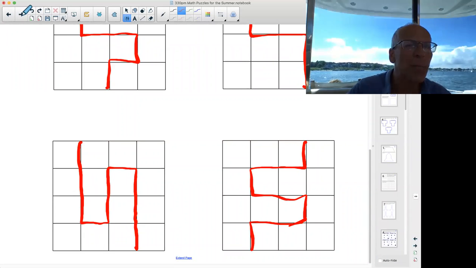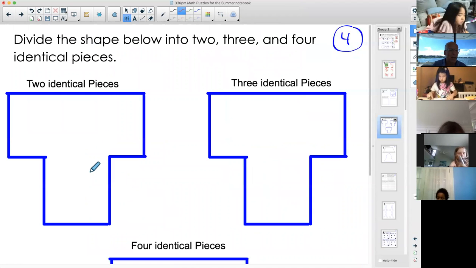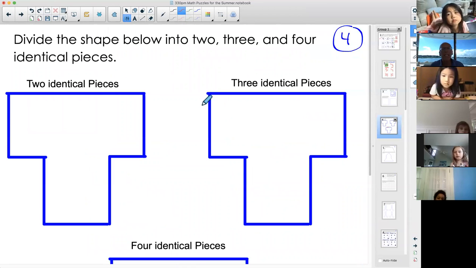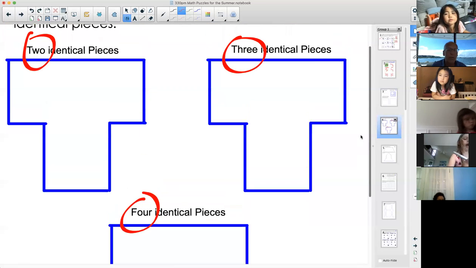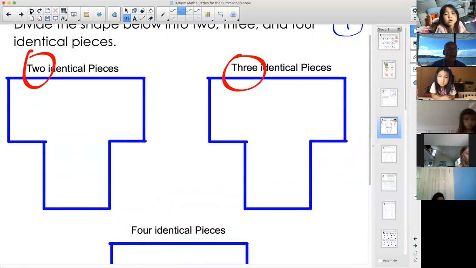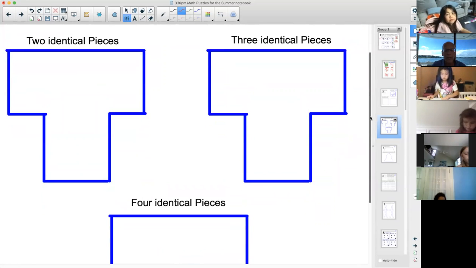Now we're going to go to the next puzzle. This next puzzle is really, really hard. And the reason it's difficult is that you have to divide the shape into 2 identical pieces. This one you have to divide into 3, and this one into 4. The one for 4 was really, really hard. I think that I want to only ask you guys to do it into 2 and 3 pieces.